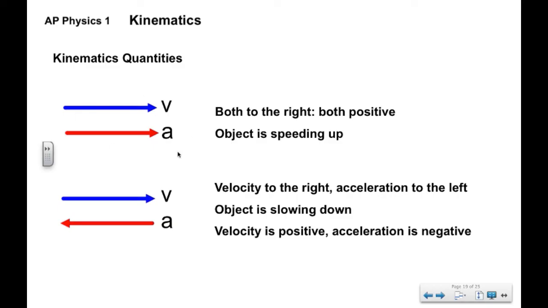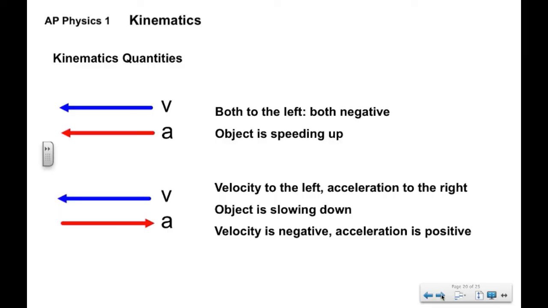If both vectors, velocity and acceleration, point to the right, both are positive and the object is speeding up. If the velocity is to the right and the acceleration is to the left, these are opposite directions and the object is slowing down. Similarly, if both velocity and acceleration point left, they're both negative and the object is speeding up. If the velocity is to the left and the acceleration is to the right, the object is slowing down because these are in opposite directions. The velocity is negative and the acceleration is positive. Again, that's the tough one.